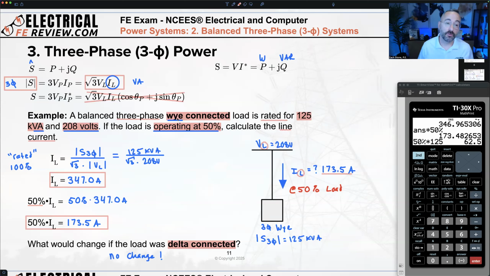I'm looking at the reference handbook, at my Y formulas where V line equals square root of 3 times V phase, but I don't have a V phase value here. Don't need to know it. Or I'm looking at, for a Y connection, I line equals I phase. That doesn't really help me here.